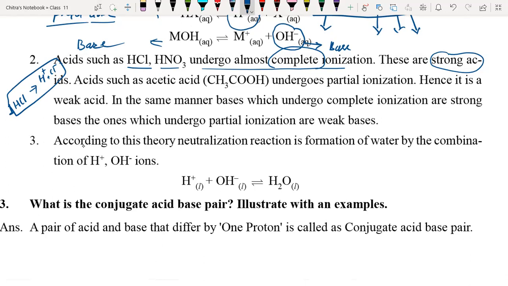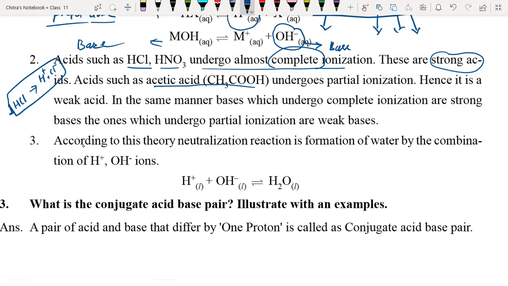But a few acids like acetic acid, when dissolved in water, dissociate only partially, only up to 5%. Otherwise, 95% of acetic acid will remain undissociated. So it is not dissociating completely, so it is a weak acid. Sir, that means it will remain as acetic acid in water? Yes, not in ionized form. So those acids that do not undergo complete dissociation in water are called weak acids.